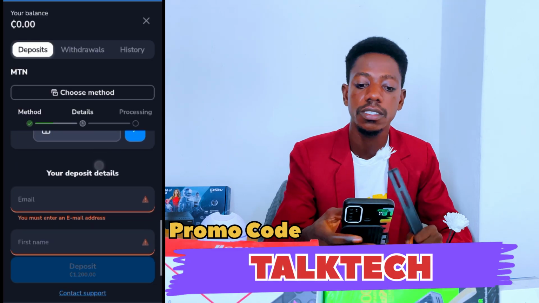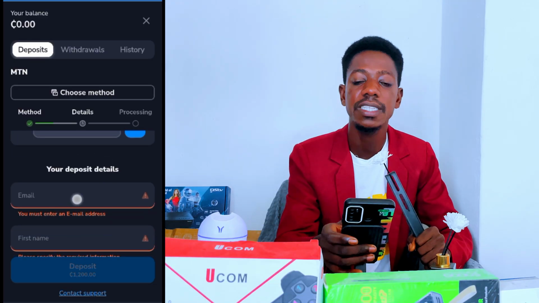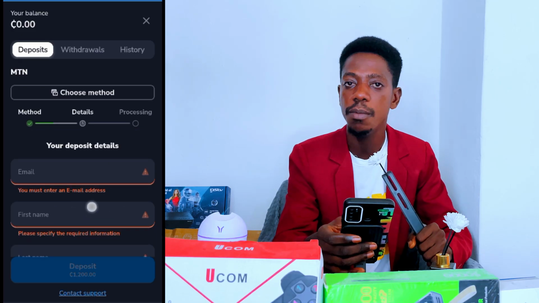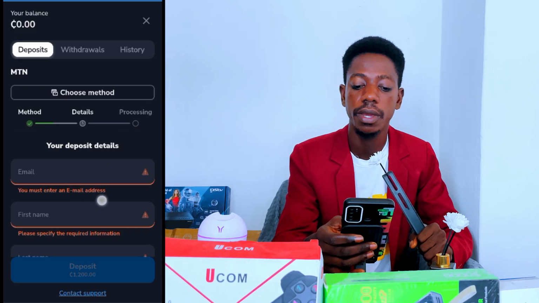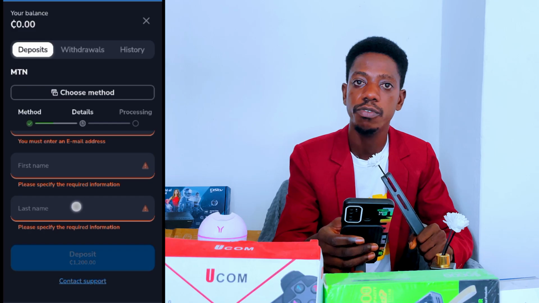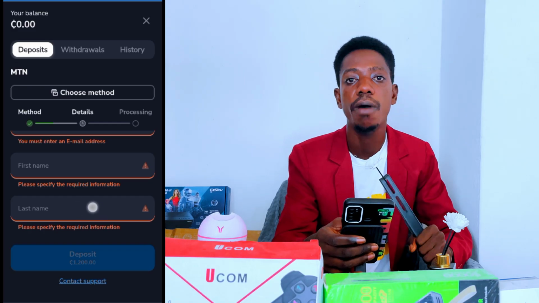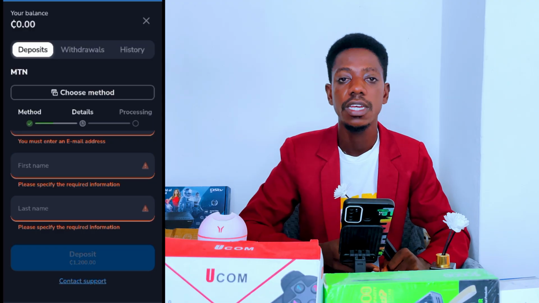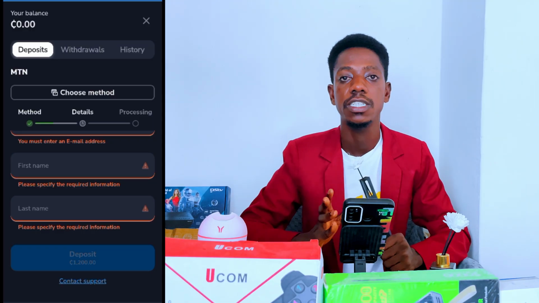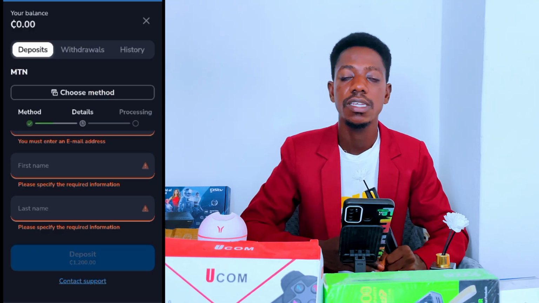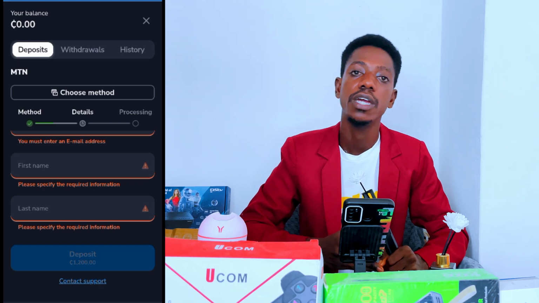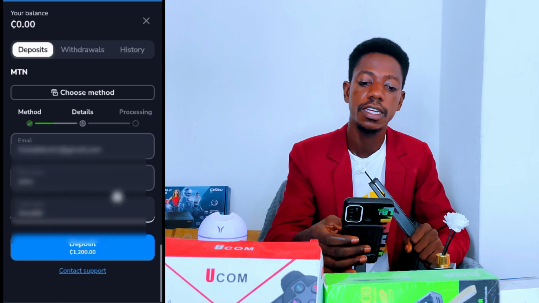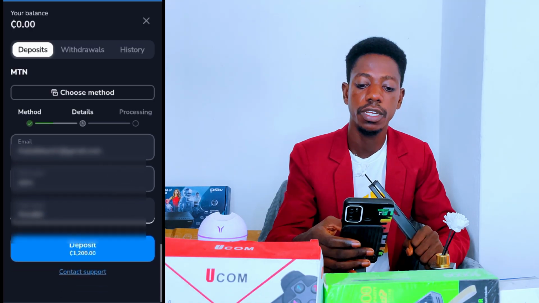After selecting the promo code, you enter the valid email address that you used to create the account. Then you enter the first name of your mobile money number here. The second name, that's the surname of your mobile money number, you enter it, and then click on deposit. Within a few minutes, the amount that you deposit through your mobile money will reflect in this account. Then you just go ahead and use it to trade. As simple as that.